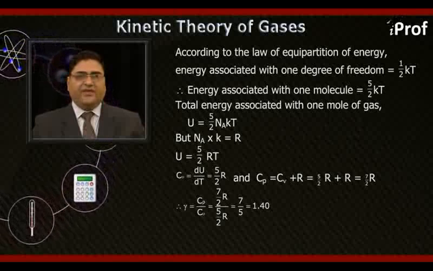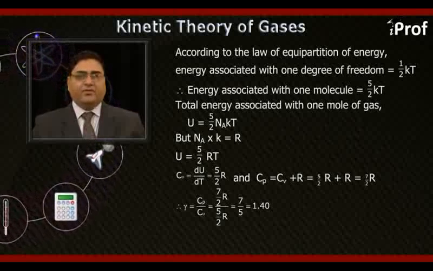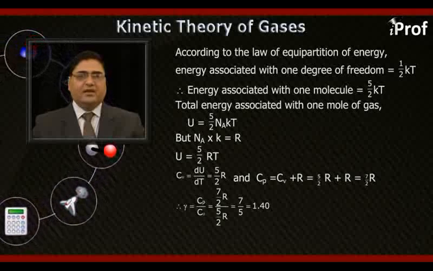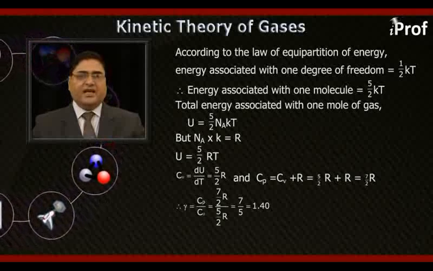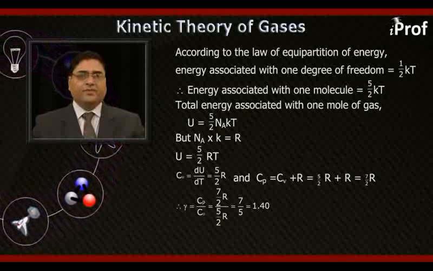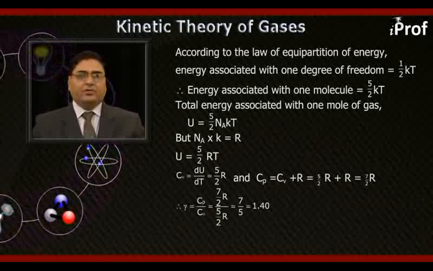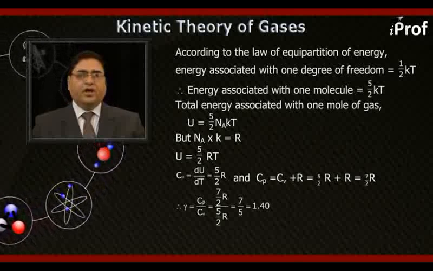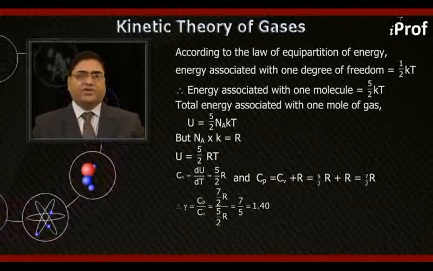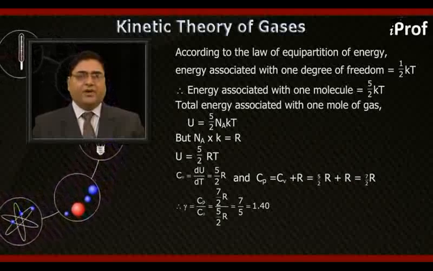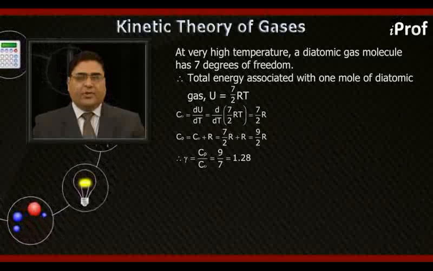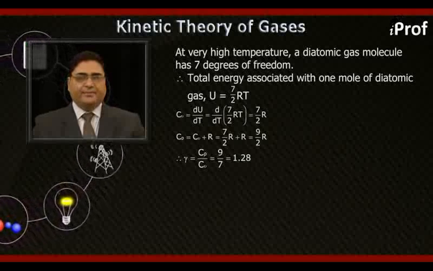Now, Cv equal to dU upon dT equal to 5R upon 2, and Cp equal to Cv plus R equal to 5R upon 2 plus R equal to 7R upon 2. Therefore, gamma equal to Cp upon Cv equal to (7R upon 2) upon (5R upon 2) equal to 7 upon 5 equal to 1.4. At very high temperature, a diatomic molecule has 7 degrees of freedom.